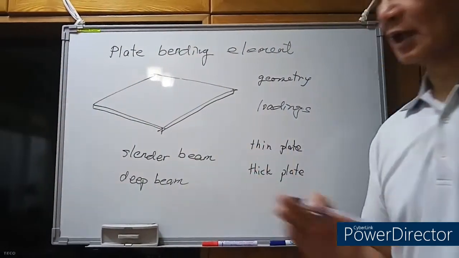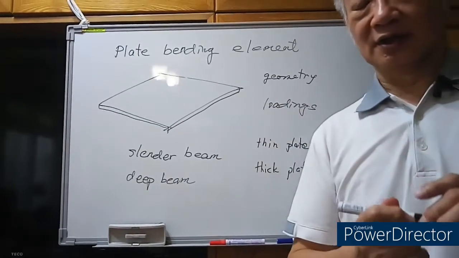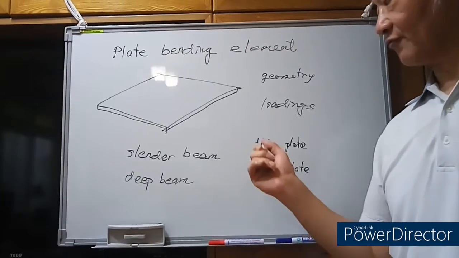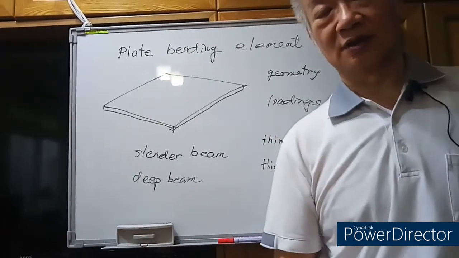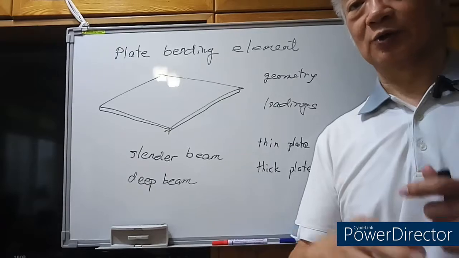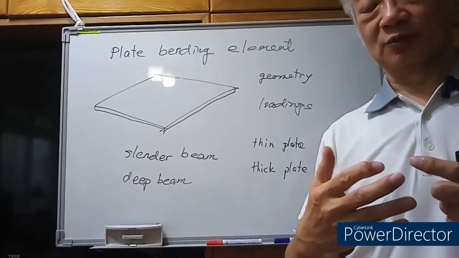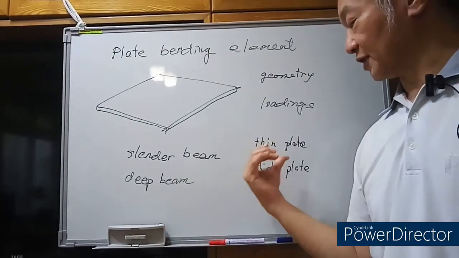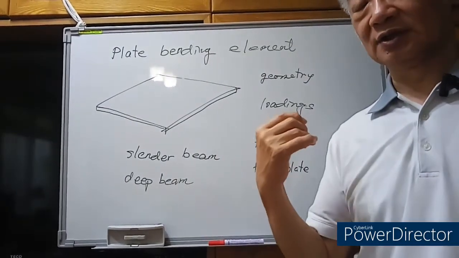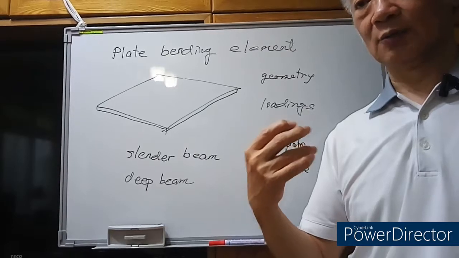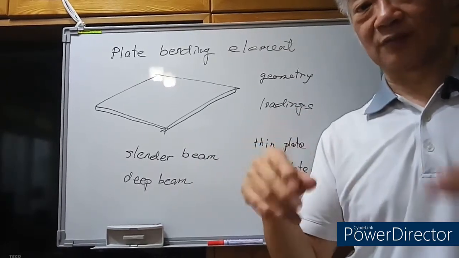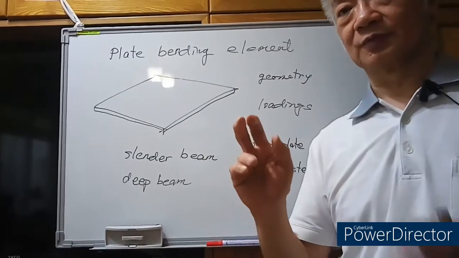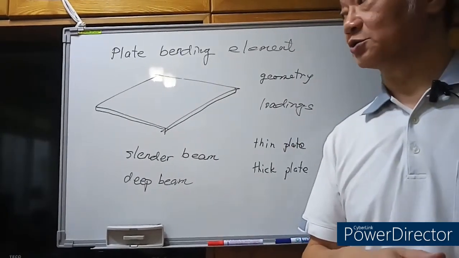One model is the thin plate model, and the other one is the thick plate model. The difference between these two is whether we consider the shear deformations or not. For the thick plate problems, we will consider the shear deformations in the plate. But for the thin plate models, we neglect the shear deformations. Okay.